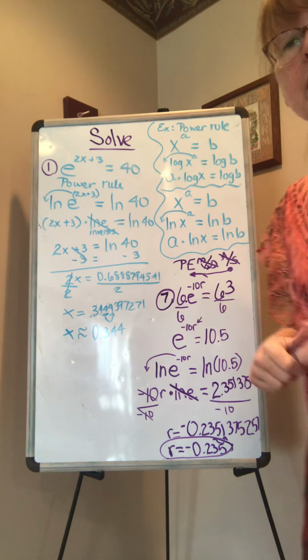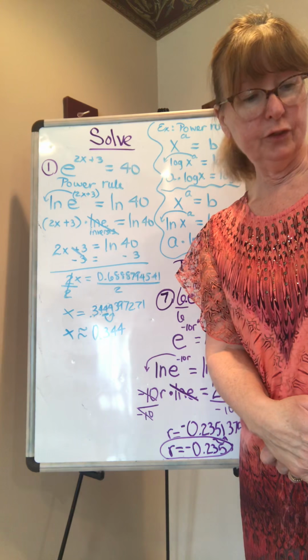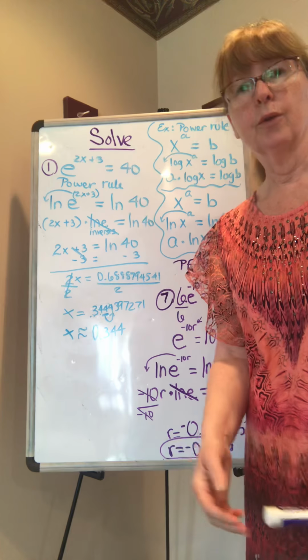Use the notes and use that e and the natural log are inverses of one another, and please do 2 through 6 on the homework side.